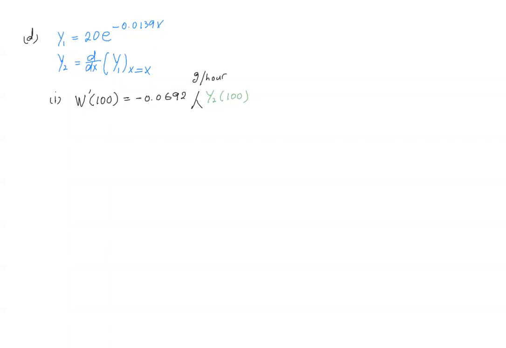Are you clear? Okay. So for part 2, you will get W prime after 1000 hours. So what is the answer? Please be quick and get the answer.